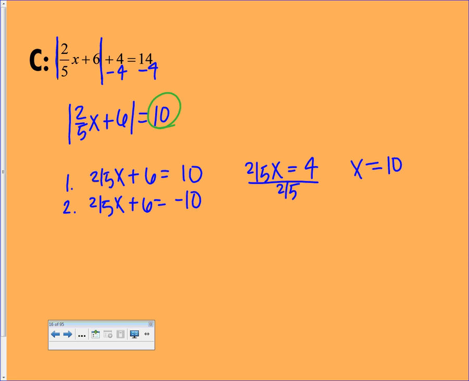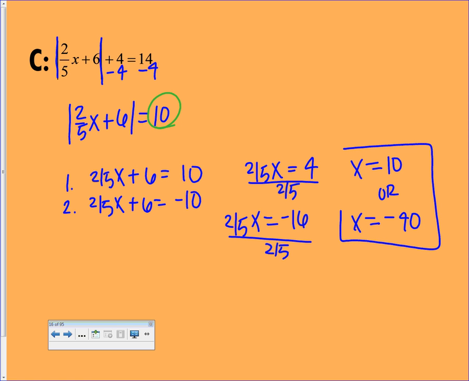For my second equation, I'm still going to subtract 6, but now when I subtract from a -10, I get a -16. I'll still divide by 2/5, so this time x gives me a -40. So I get 10 or -40. Again, if you want to check those in your original equation, it should come out just right, which is kind of nice. You can always know if you're right or wrong.